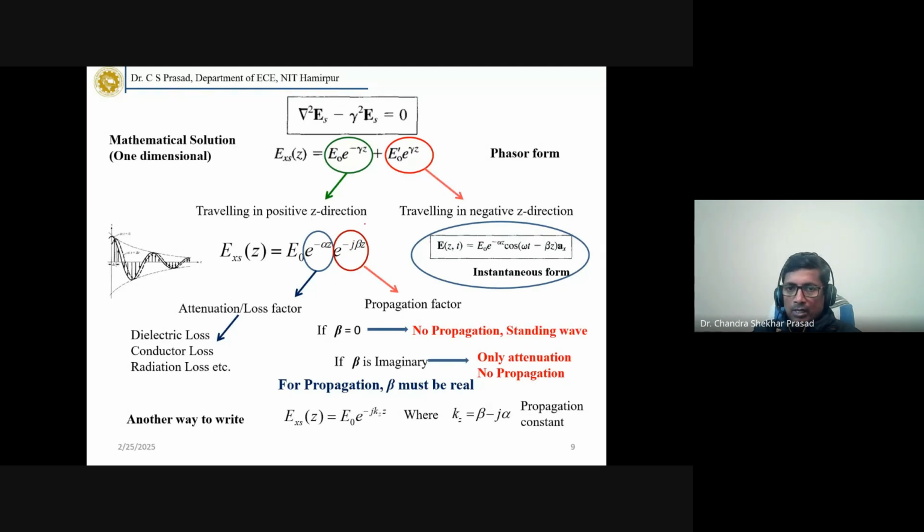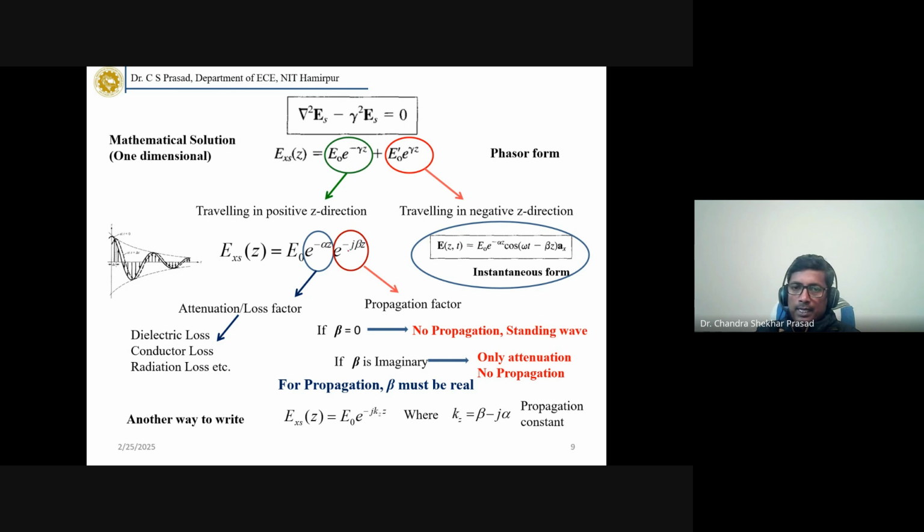Now here, the important catch is that this e to the power minus alpha z basically represents your loss. So if you have some guiding structure or any structure, alpha basically represents the loss. This loss may be dielectric loss, conductor loss, and radiation loss if you have any radiation. That's why this alpha is important for leaky wave, because we will do the analysis in terms of loss from the structure, and that will be your radiated power or radiation.